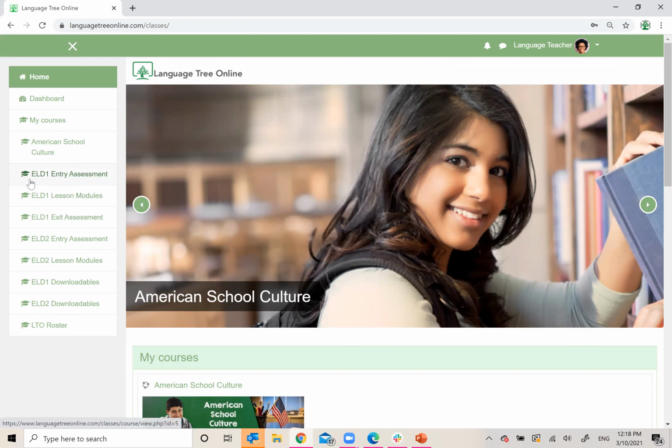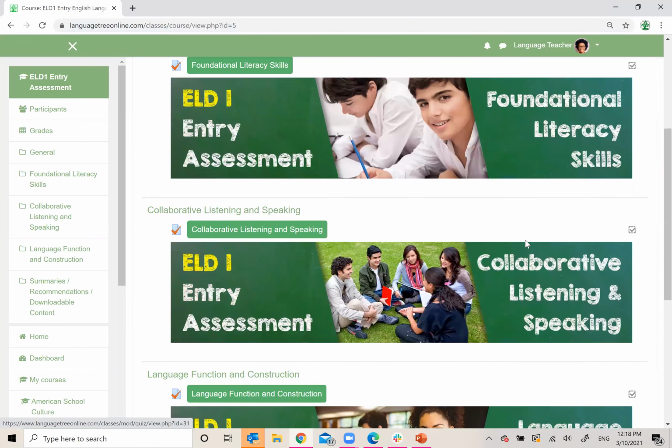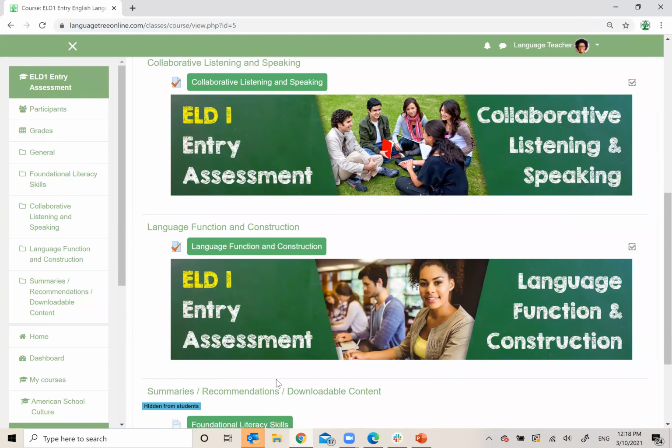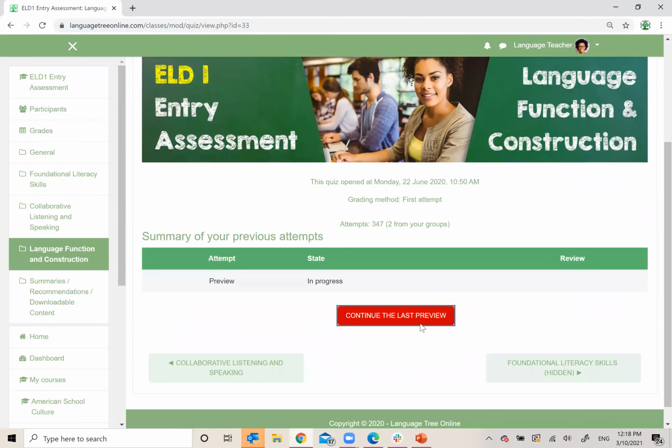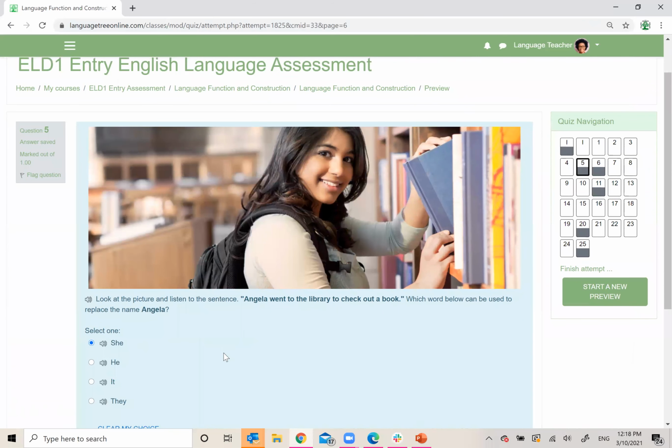So I'm just going to jump around here and go through it like we did in the presentation. Let's first look at the ELD Level 1 entry assessment. So we'll click on that. And you'll see the 3 buckets that I've been talking about: foundational literacy skills with 25 assessment questions, collaborative listening and speaking with 25 assessment questions, and then language function and construction with 25 assessment questions. I'm going to click on one, and I've been in here a lot, so I'm going to bounce around a little and give you an idea of what an assessment question is like in this language function and construction area. Look at the picture and listen to this sentence. Angela went to the library to check out a book.